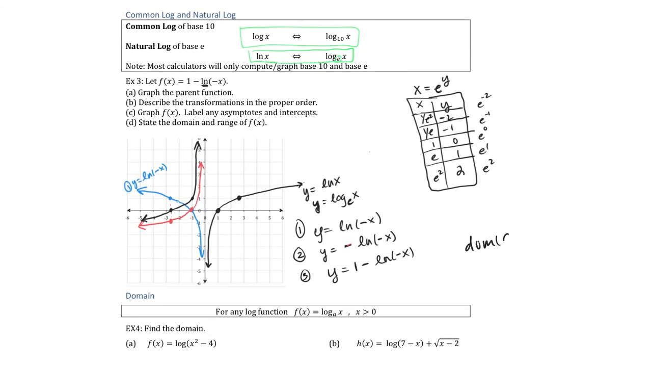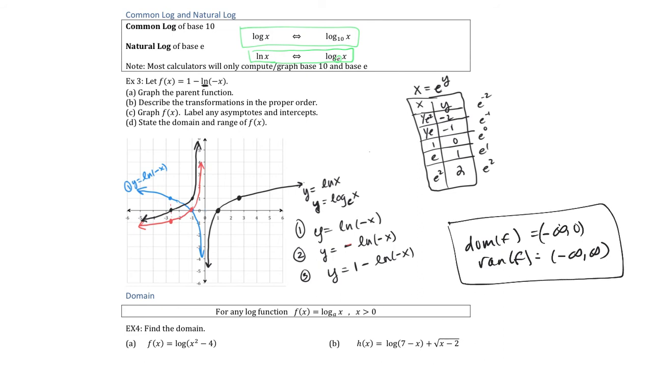And now we can figure out the domain. Domain of f would go from negative infinity to 0, and our range is going from negative infinity to infinity. And I just want to label that vertical asymptote at x equals 0. And this one is our f right here.